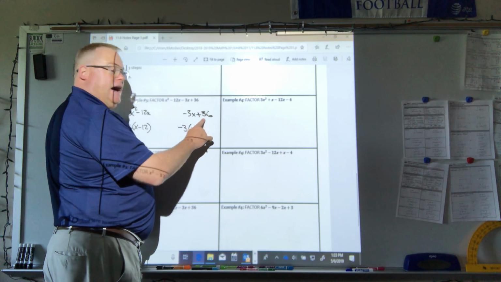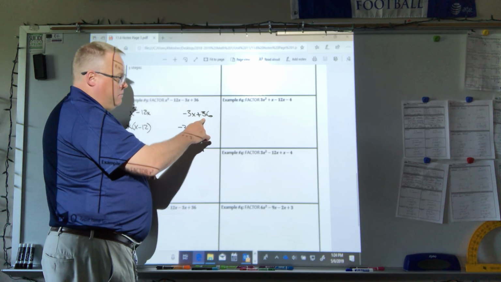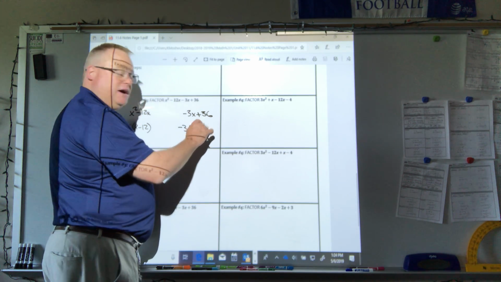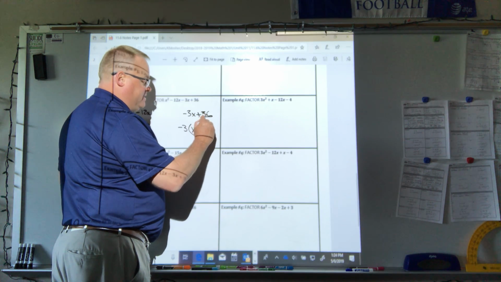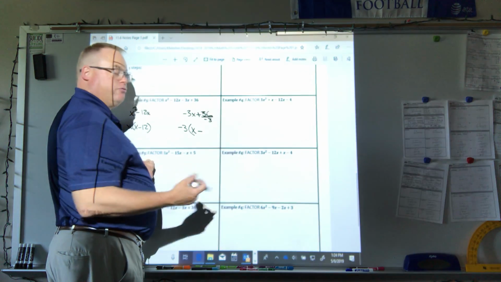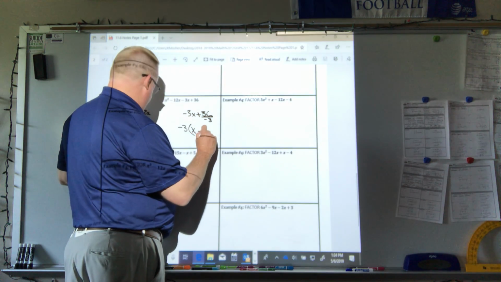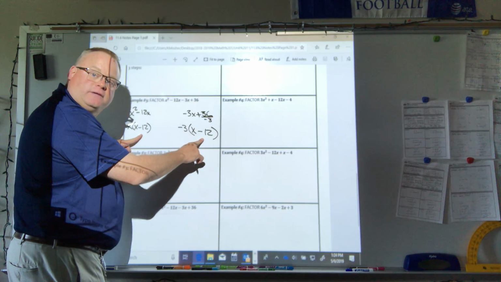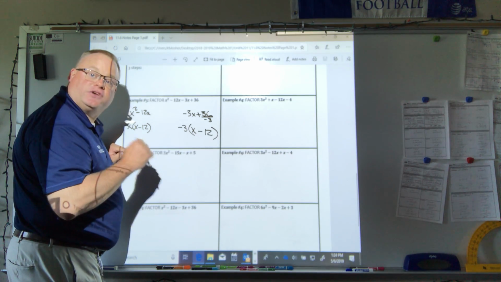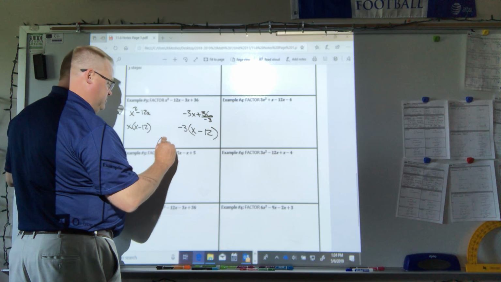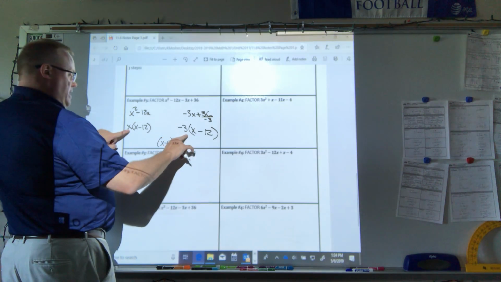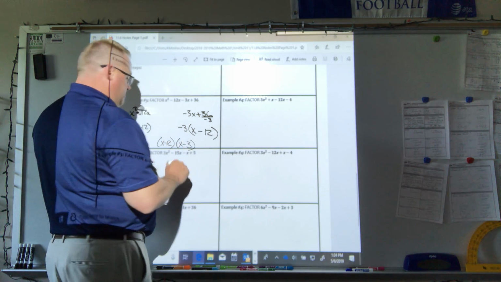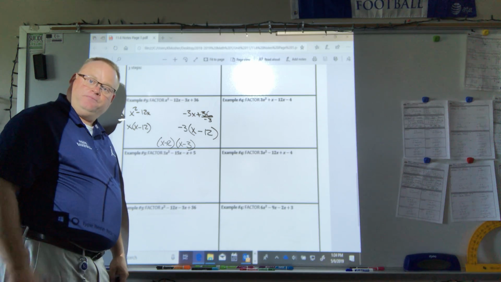Factor out a negative 3 out of a positive 36. Well, negative and positive becomes a negative. Divide this by negative 3 is what I'm doing mentally. 3 goes into 36 12 times, so it's going to be x minus 12. You notice they're going to match. If I do it correctly, they're going to match. Factor out the common binomial, x minus 12. X and negative 3 are both multiplied by that, so it becomes x minus 3 multiplied by x minus 12.